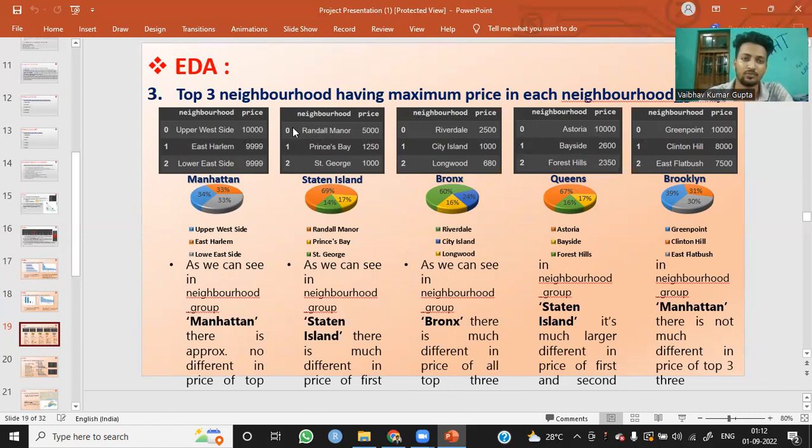So we can conclude that Upper West Side in Manhattan has the highest price, but for Staten Island the highest price is a bit less, like 5,000. It is basically because in Manhattan we have more listings, so possibly there can be more variation in the price column. That is why we have a high price of 10,000 there, and for Staten Island we have 5,000, and similarly for Bronx.